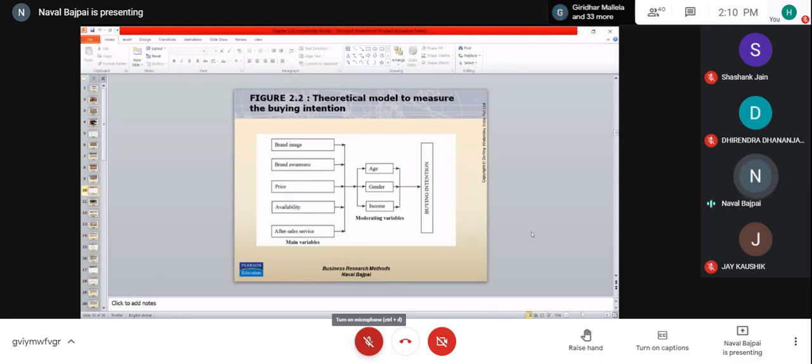So these main variables, 5 are the main variables, are being generated from the literature, and 3 moderating variables are also being generated from the literature. And ultimately, this is going to lead to buying intention. So we need to understand that buying intention can be anything.